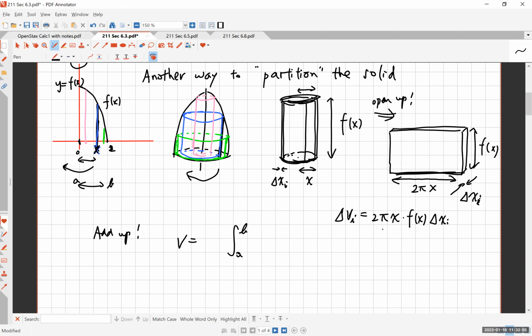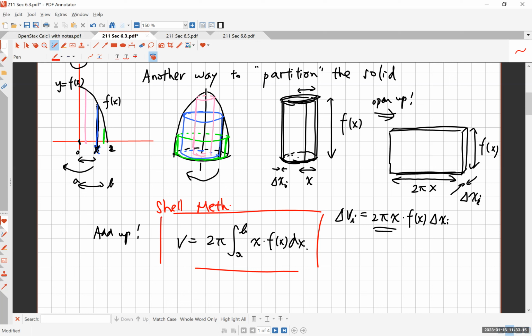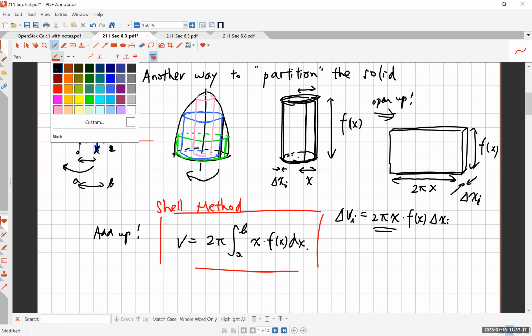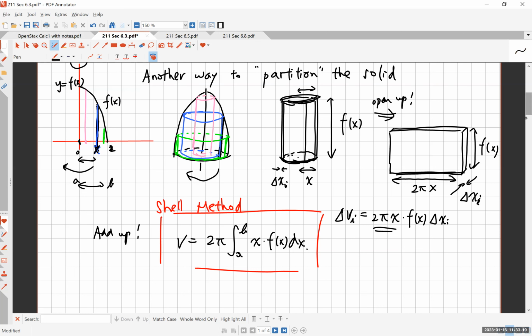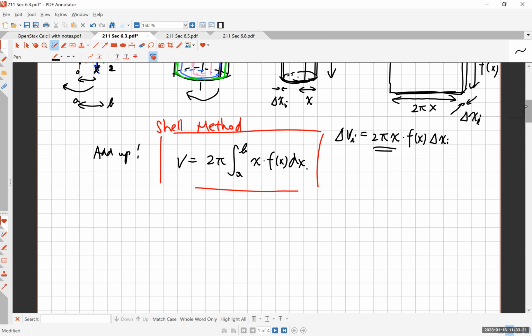So it's 2 pi x, well, 2 pi can be taken outside. And then you have x, f of x, and delta x becomes dx. And so that's the volume formula using the shell method. So the shell method, or you can call this the method of cylindrical shells. But the shell method volume is going to look like this.